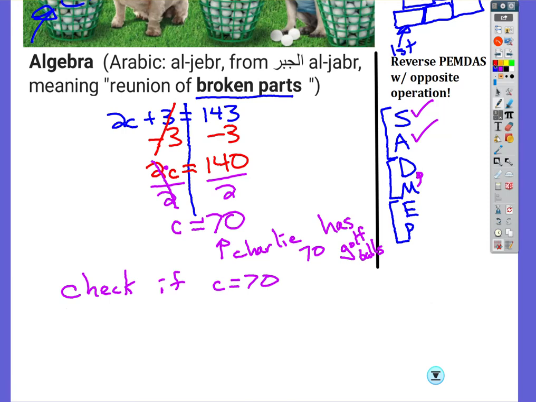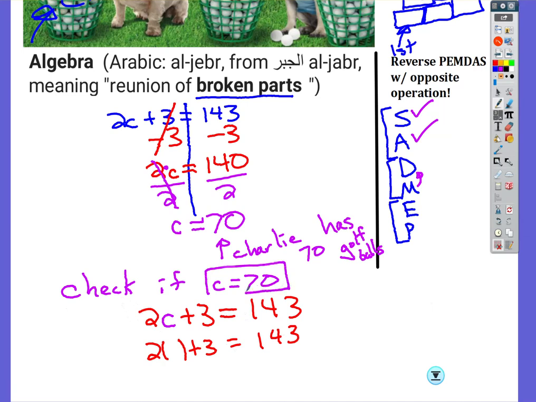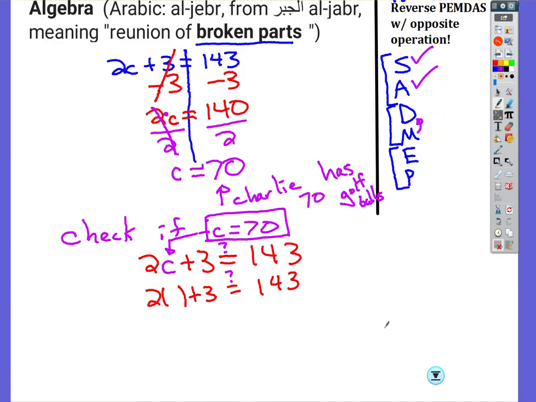So all I'm going to do here is take my original equation. I'm going to color code this so it really is kind of obvious what I'm doing. 2c plus 3 equals 143. So all I'm going to do to check this is take my solution, c equals 70, and plug it back in and see if I get a true statement. So does the left-hand side equal the right-hand side? If it does, I'm pretty confident in my work.